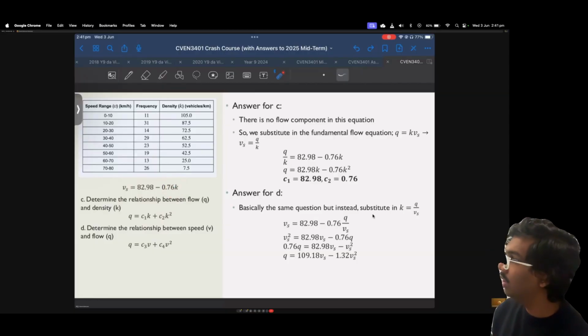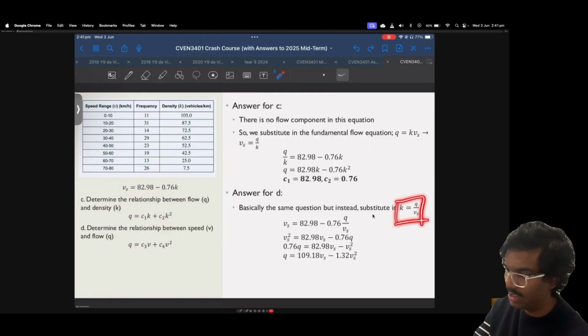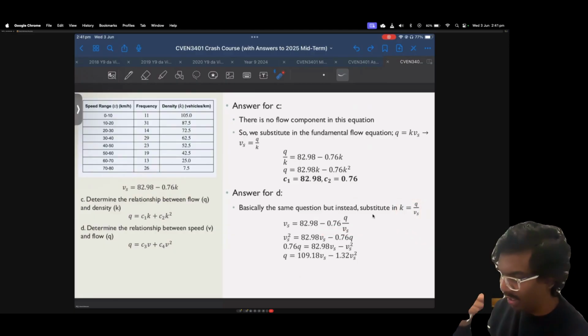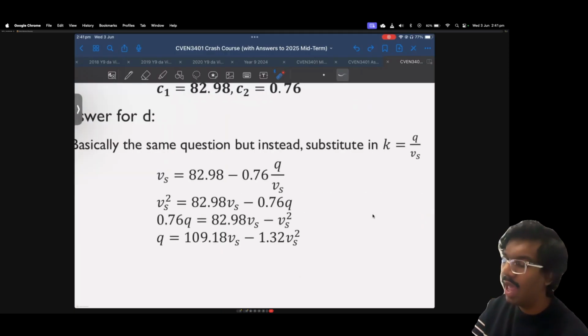All right, so we know q equals k vs. So just rearrange it and you get k equals q over vs. So sub in k equals q over vs. Vs equals 82.98 minus 0.76 q over vs. Vs squared equals 82.98 vs minus 0.76 q. 0.76 q equals 82.98 minus vs squared, and that's it.